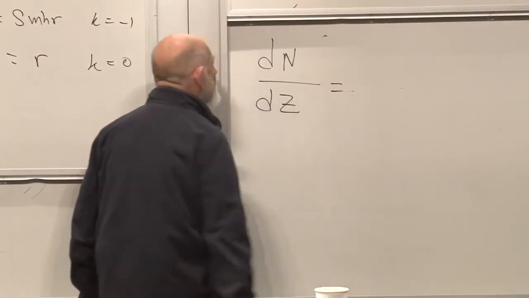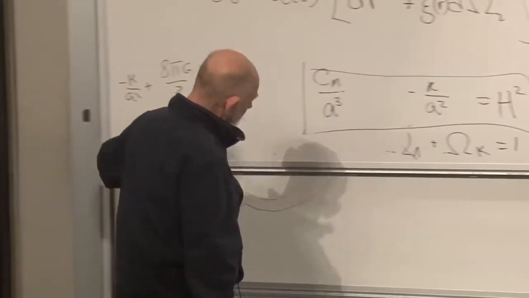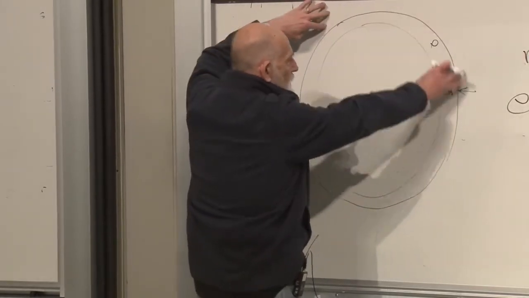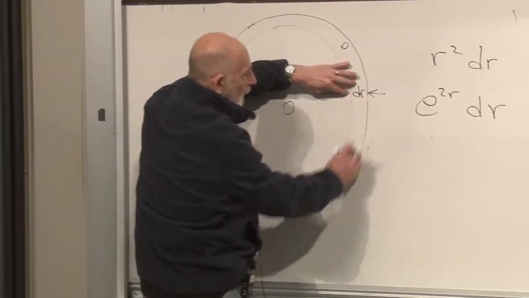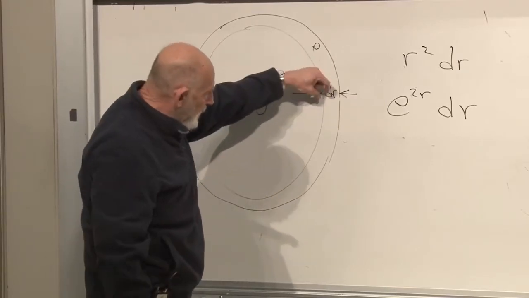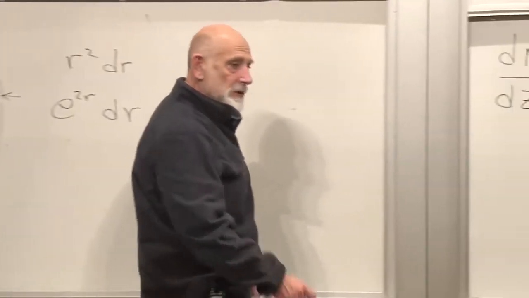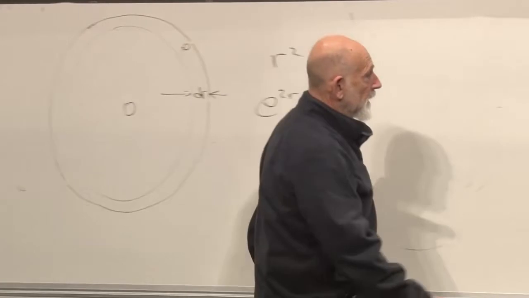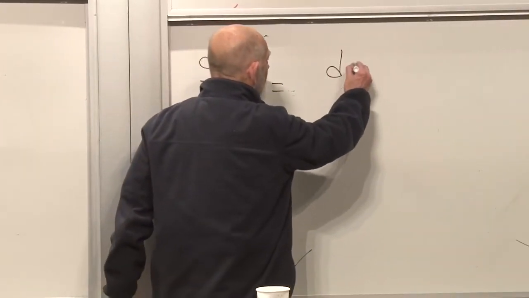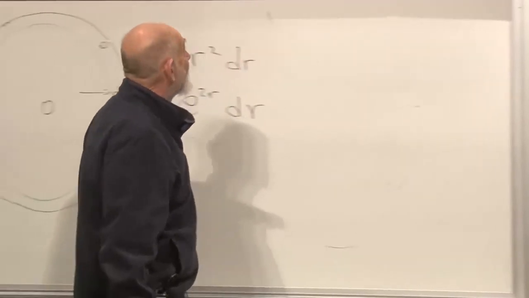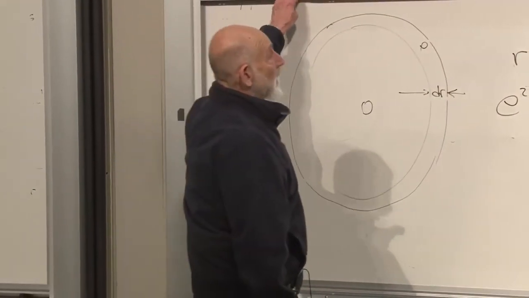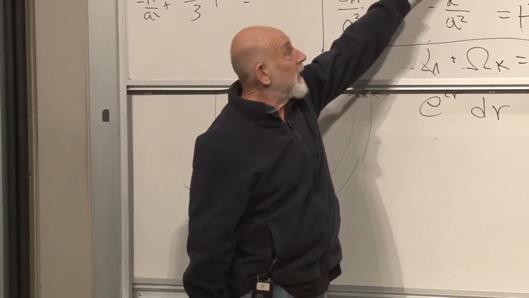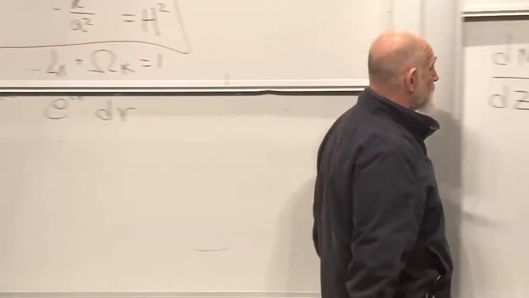What about dn? Let's just take dn to be the number of galaxies within a sphere of radius r and differential distance dr. What's that going to be? It's going to be equal to the area of the sphere times dr. And what's the area of the sphere? Nope, not in general. That would be correct in flat space. In general, it's proportional to xi of r squared.